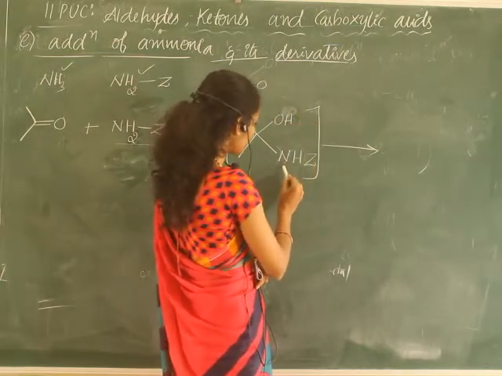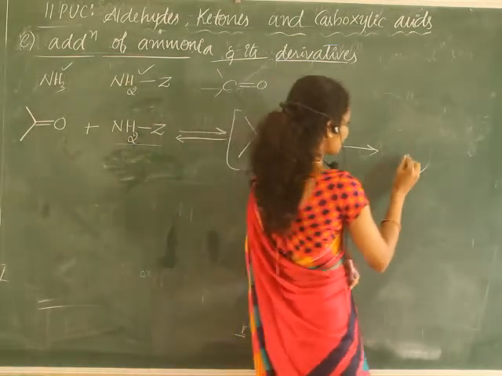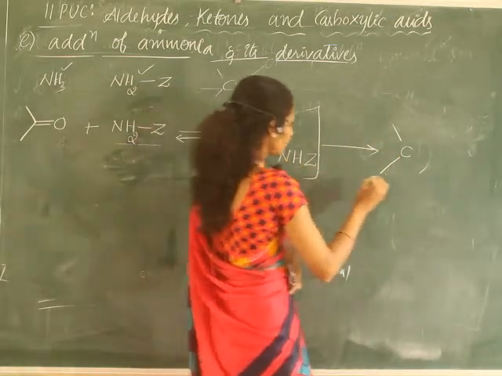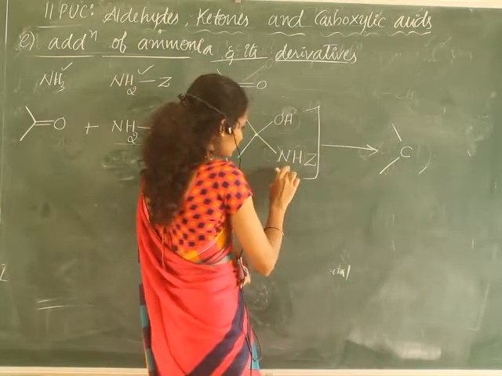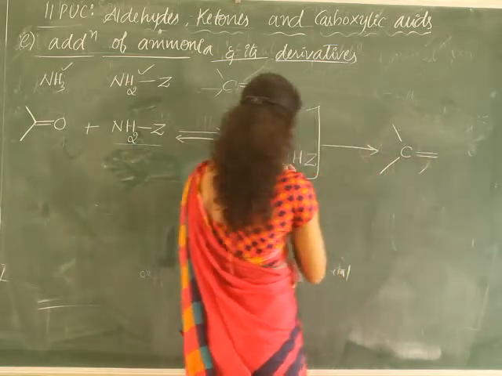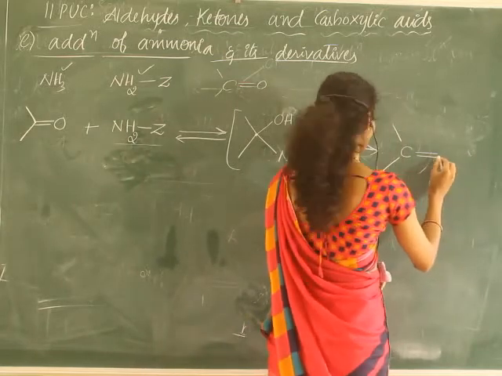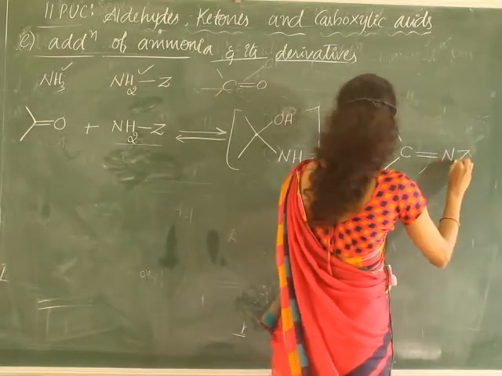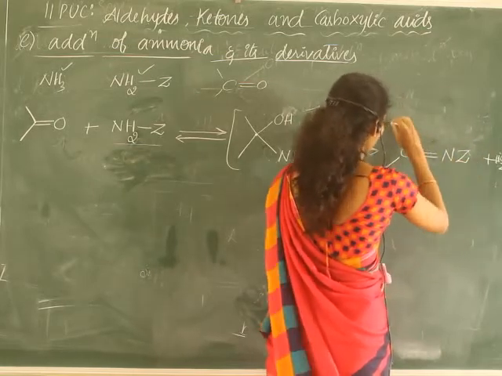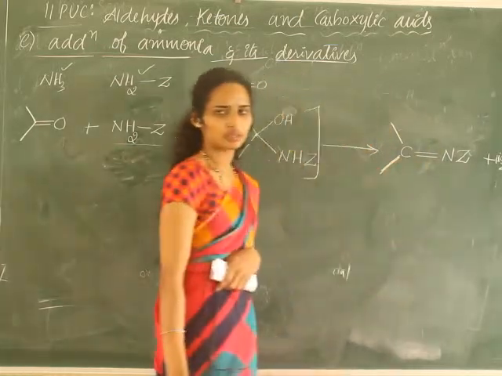It loses water and this bond shifts over here, and elimination of water takes place, and hence we get, I'll write, carbon here, this one carbon. Here this bond shifts, this hydrogen eliminates and here it becomes C double bond, and OH goes as water and the remaining is C double bond N Z plus water. Okay, this is very, very important. If you know this formula, you can write any product.